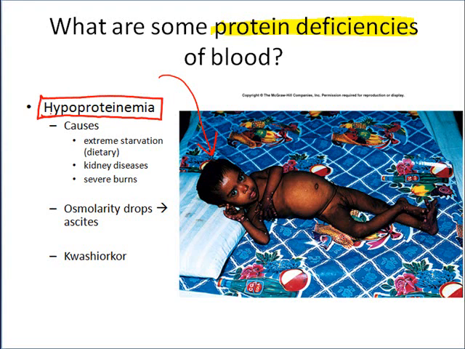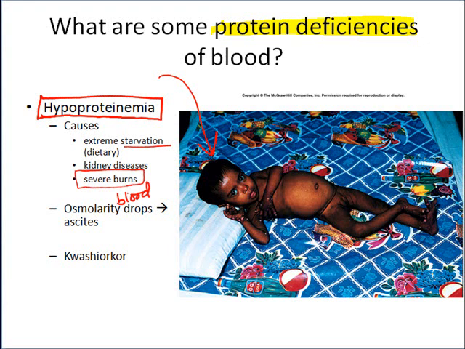So as I said, causes can include things like starvation. Sometimes kidney diseases will cause the loss of lots of protein from the blood. And people who suffer severe second and third degree burns over large portions of the body can also lose a lot of protein very rapidly. When a person develops hypoproteinemia, the osmolarity of the blood drops, as I said before. That means we have fewer dissolved solutes present in the blood.